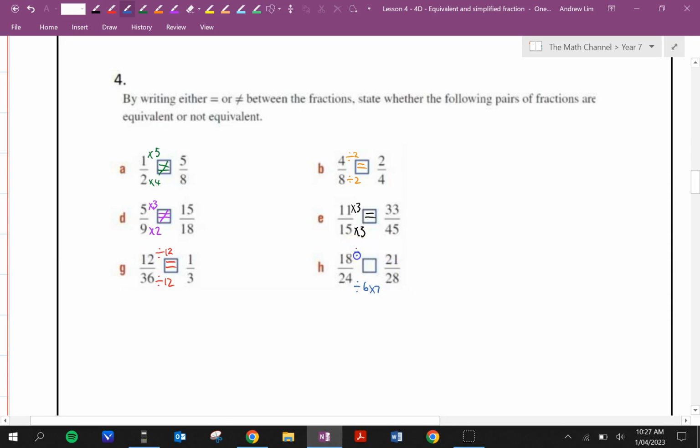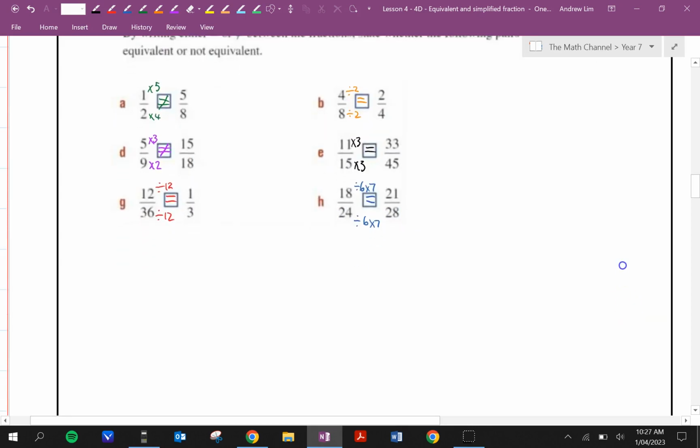So if I were to divide this by 6, I'll get 3. If I times that by 7, I'll get 21. So can you see here how they're both exactly the same? So this is equal to each other. Now, personally, I wouldn't do that. Let me teach you the next part of this lesson, which is simplifying. And then I'll get back to this question to show you what I would do.